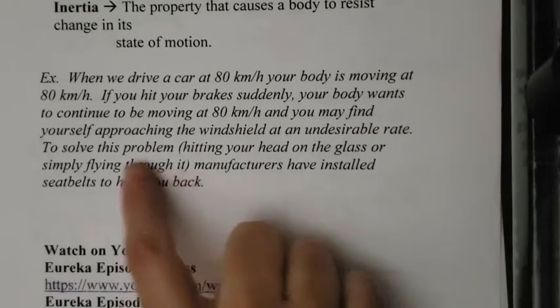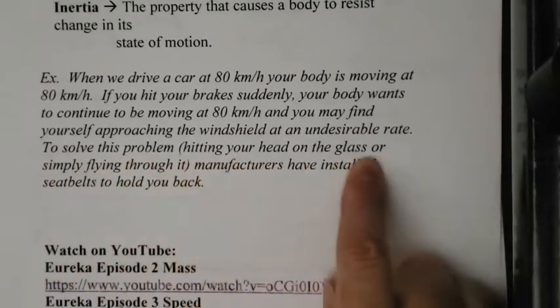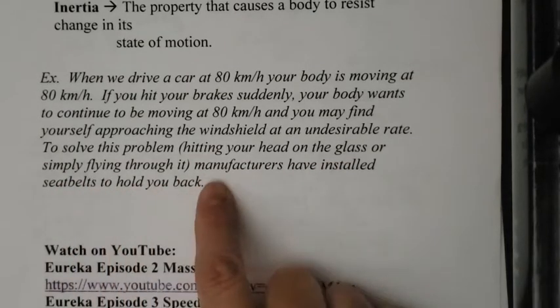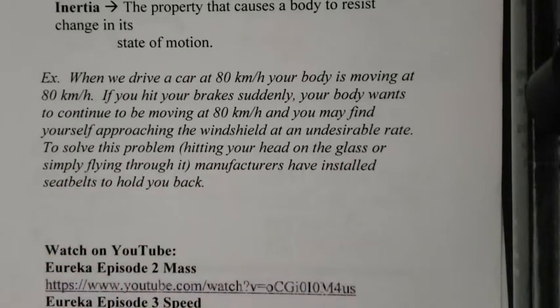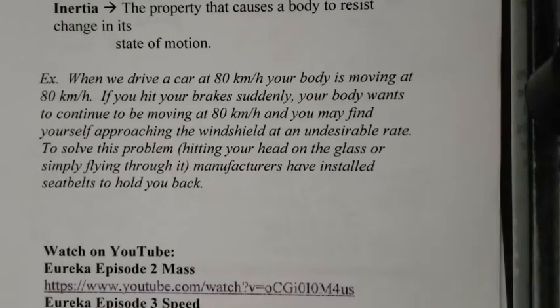To solve this problem, hitting your head on the glass or the windshield, what we do is we've installed seatbelts to hold us back. So that's why we actually move forward, because your body wants to continue traveling at 80 kilometers per hour, even though you actually hit your brakes to stop.